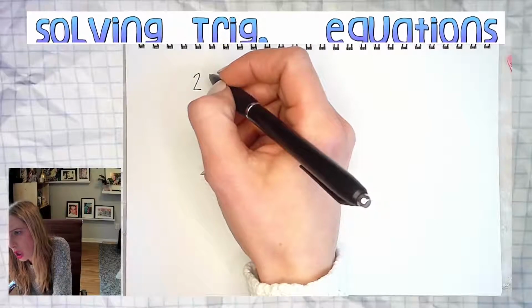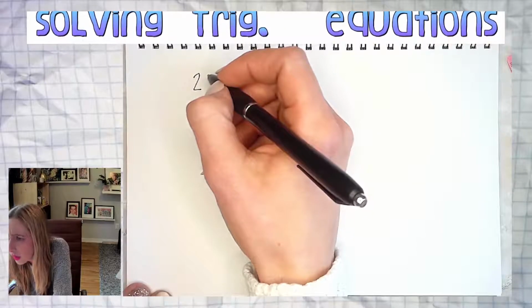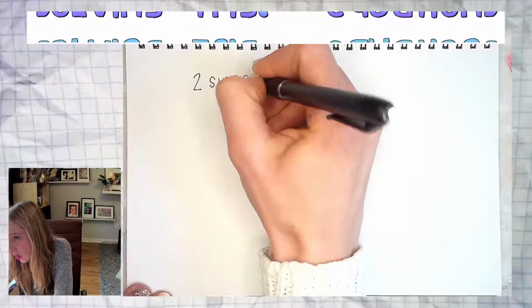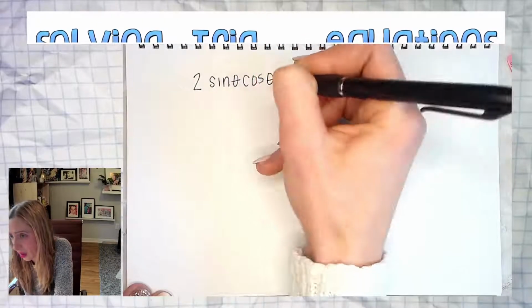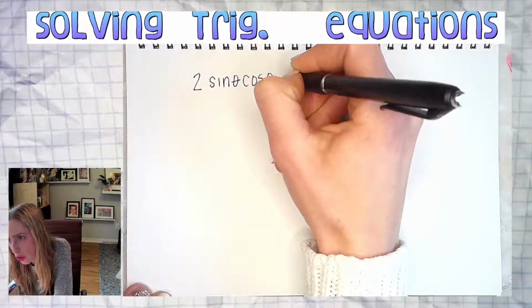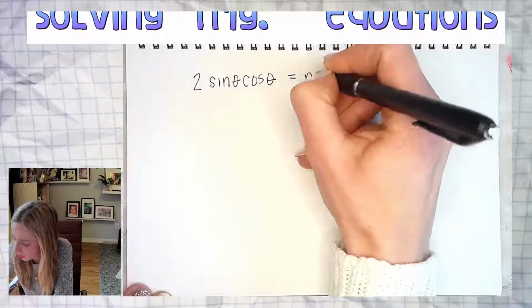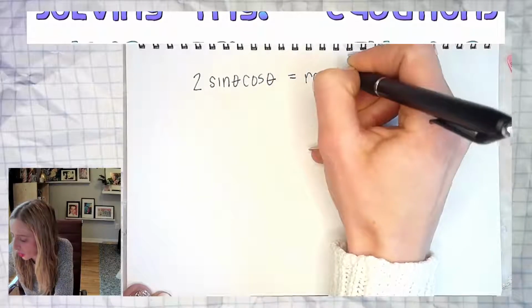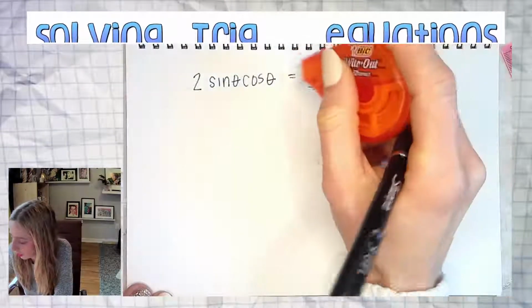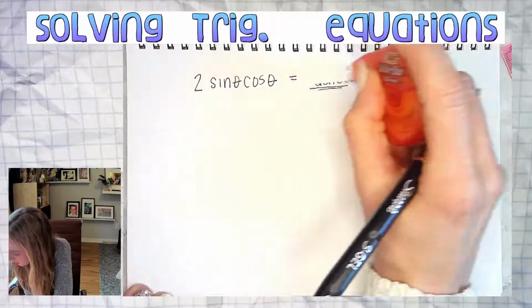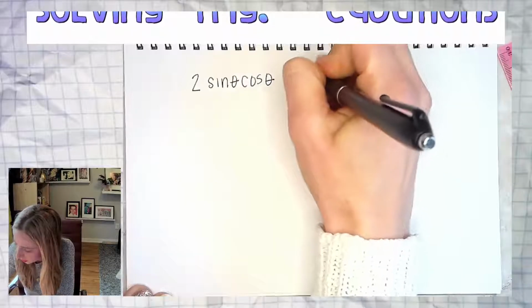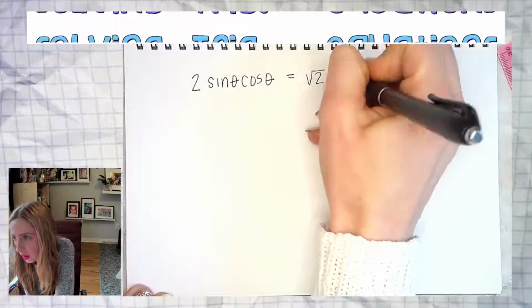Here we have 2, lost the example. Okay, it looks like it was maybe 2 sine theta cosine theta equals radical 2 cosine theta. Okay. I started writing the word radical. Well, this is how we spell radical, just so we know, okay? But I should have written the symbol. Okay, my bad. Radical 2 cosine theta.